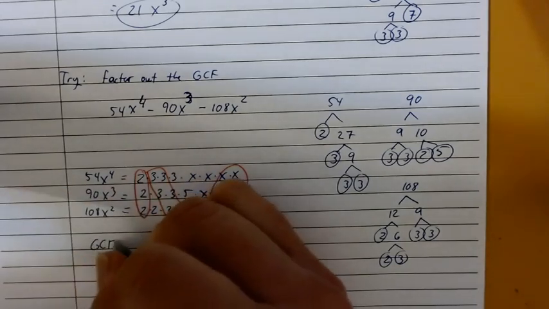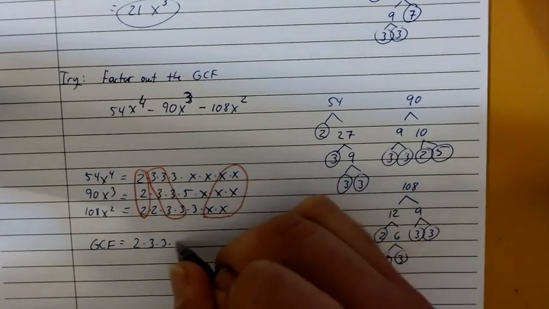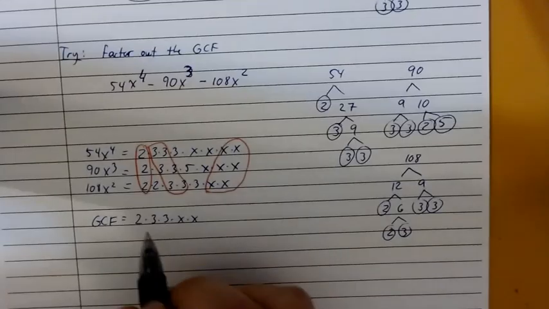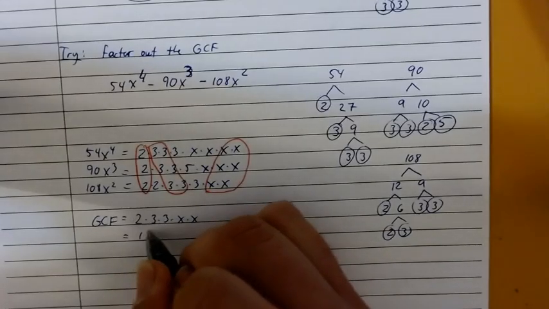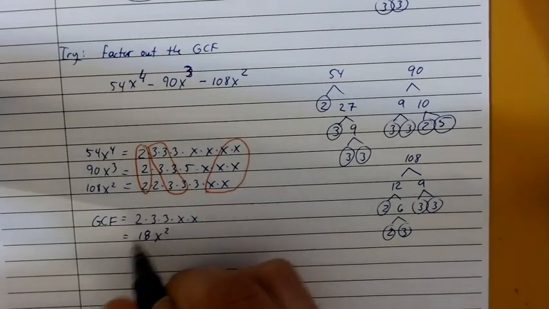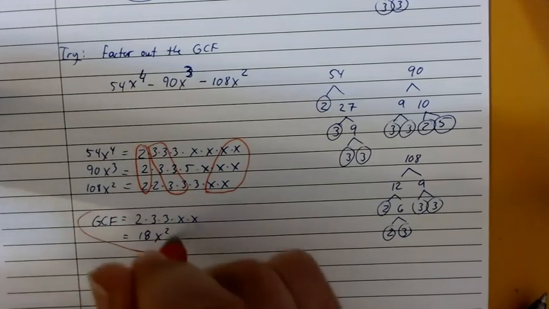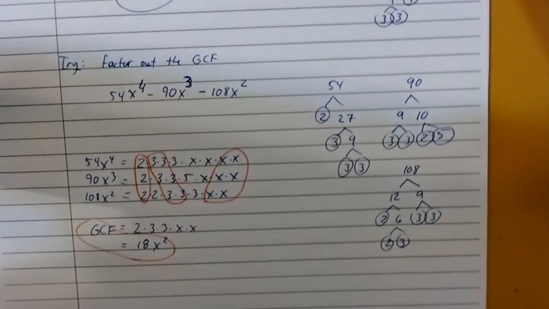So our greatest common factor is what they all have in common, which is a 2 times a pair of 3s times a pair of x's. Which is, let's see, 2 times 3 is 6. 6 times 3 is 18. X times x is x squared. So that's my greatest common factor. And so now I'll use that to complete my factorization.